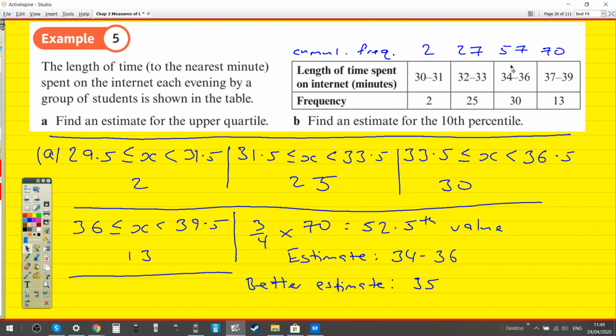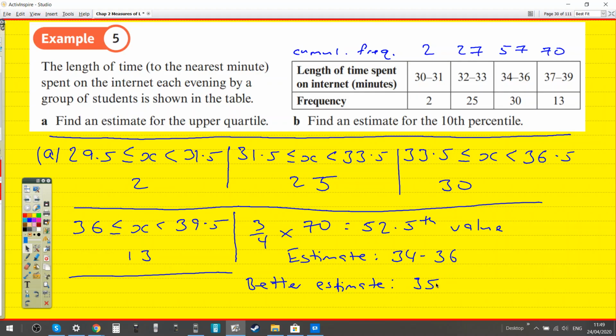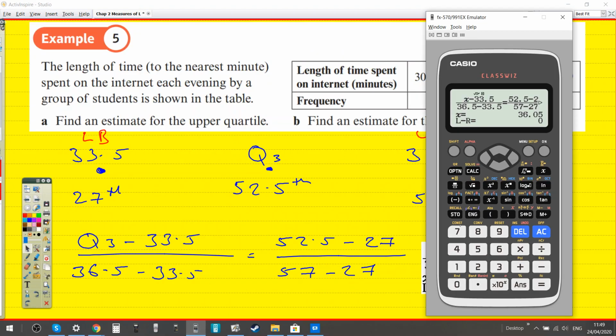But our even better estimate still is that this person is towards the end of this group, like 52, 53 out of 57. And so it's going to be much closer to 36 than it is to 34. And actually we extended it to 36.5 and 33.5, and it turns out it was 36.05. So that's a much better estimate than this one. You can imagine it's essentially 52 out of 57 times this group, as a fraction.